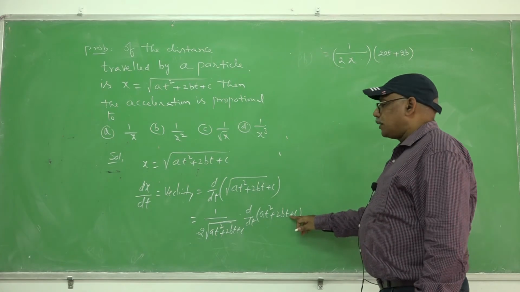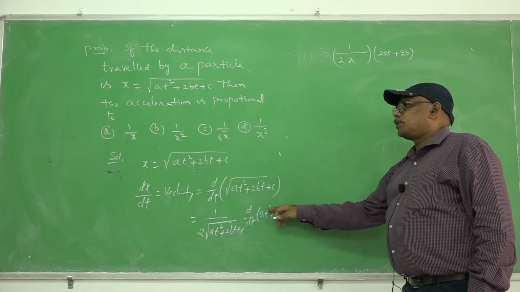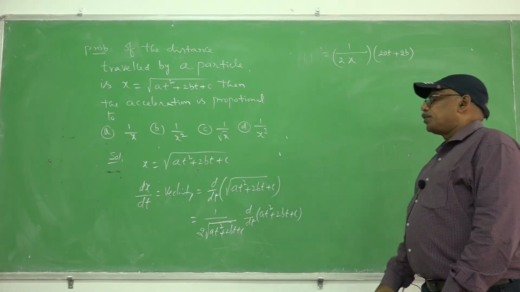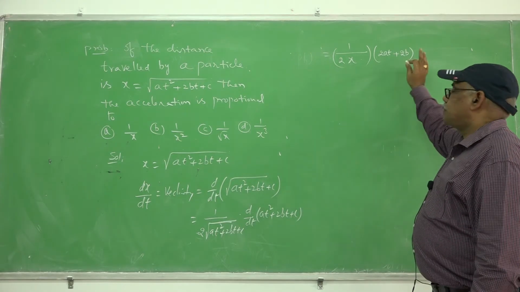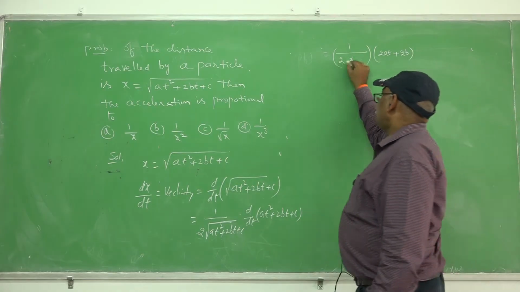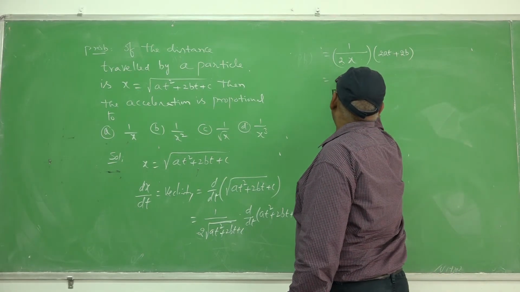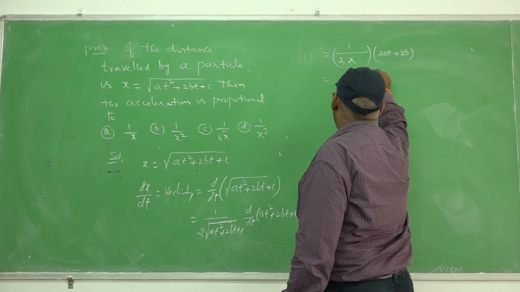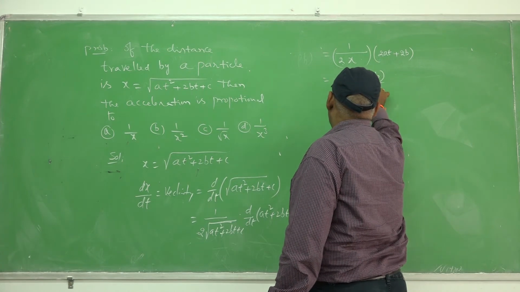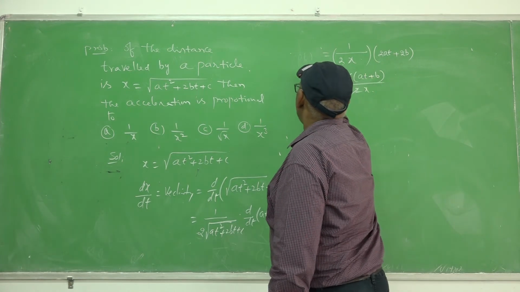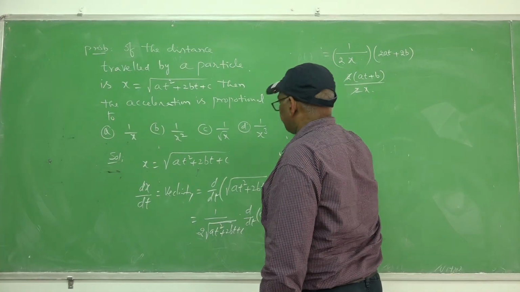For t it is 1, hence 2b. For t square it is 2t, so we get 2at. For the constant, the derivative is 0. So you can cancel 2: 2 into at plus b by 2x. You can cancel 2. That is dx by dt, velocity.